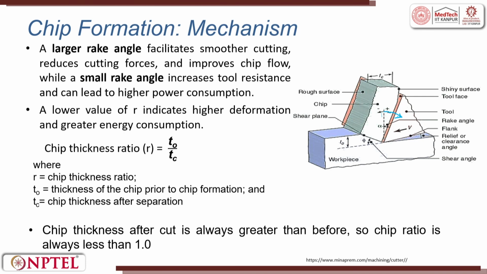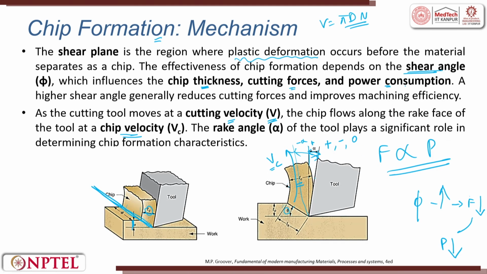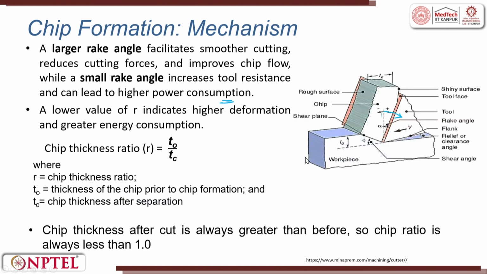While a smaller rake, which means you are moving from positive towards 0, increases tool resistance and leads to higher power consumption. So, this is what we discussed in the previous slide, saying that the force and power are directly related. The rake angle has influence on the cutting force and the chip formation.